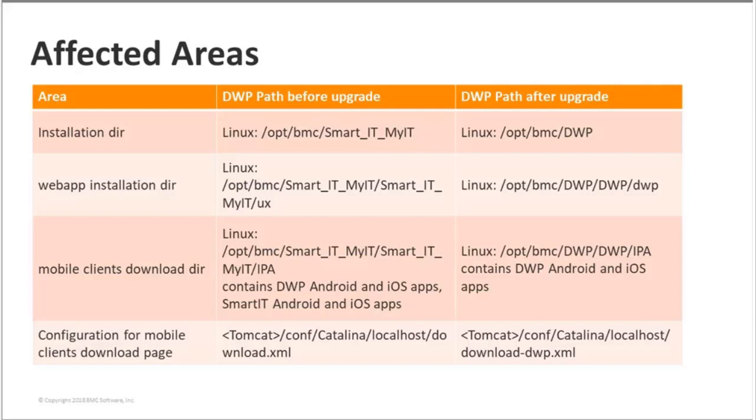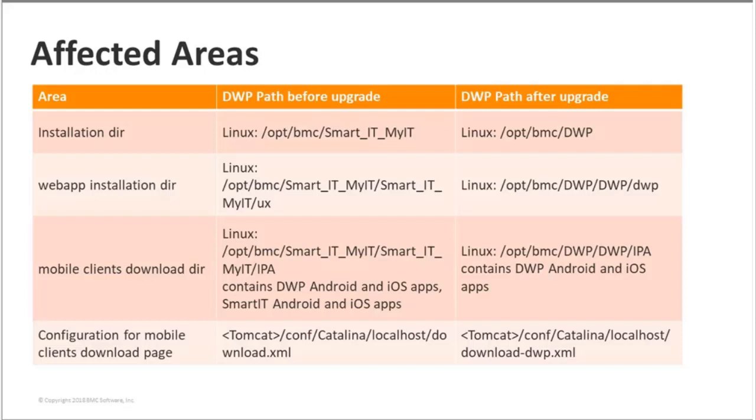The next one is the mobile client download directory. Again, we used to have the directory Smart IT MyIT IPA, so we have changed that to DWP IPA. So that's another change if you are using the mobile application and are looking for the directory for it. The next one is the configuration for the mobile clients download page. This is where you configure how to download the mobile app. You have the download XML file, which is now updated to the download-dwp.xml file.